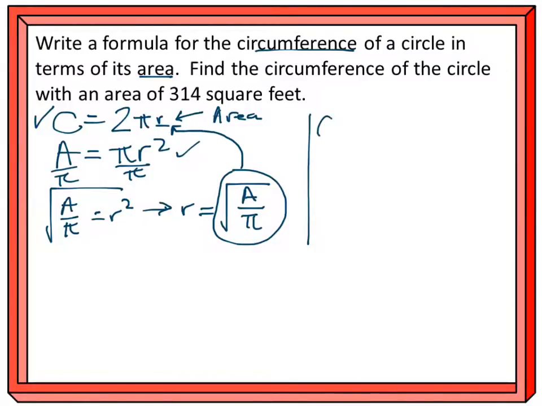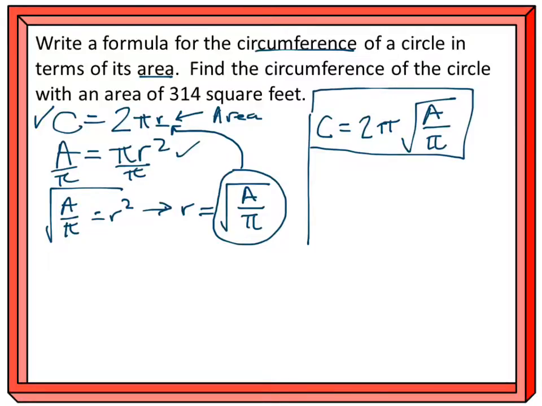Now I'm going to take this and substitute it in for r in the circumference formula. So C is equal to 2 pi times the square root of the area over pi. Now it's a pretty strange formula because usually if you want circumference you just take 2 pi times the radius and you're done, but here we're saying, I have the area, what could I do with just the area and figure out directly what the circumference is?